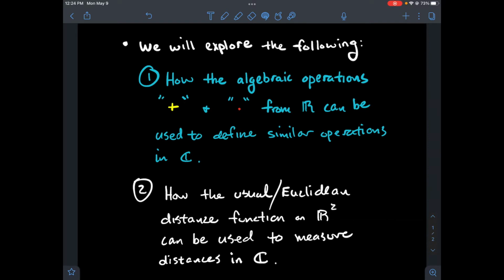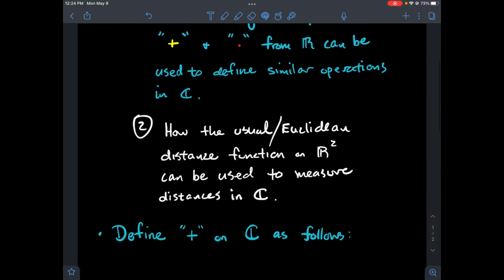And then the second thing we'll end up looking at later is how the Euclidean distance, measuring how far two points in the plane are from each other, can be used to measure how far apart two complex numbers are. So this video is to explore more deeply number one. How does the algebra I know and love from the real numbers extend to the complex numbers? So let's start with plus.